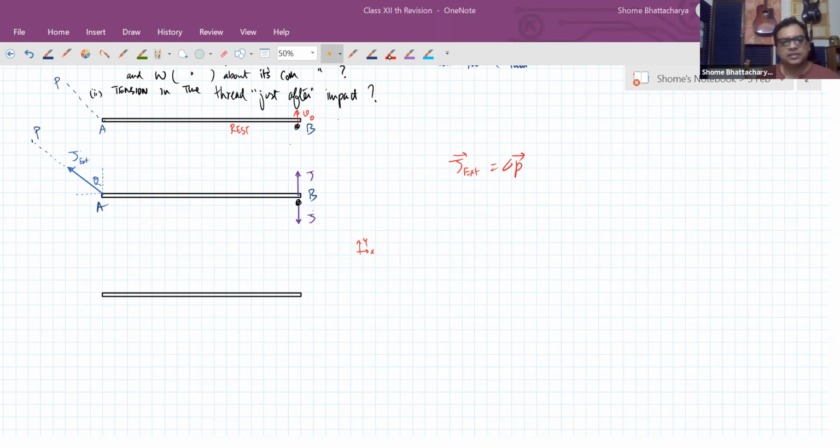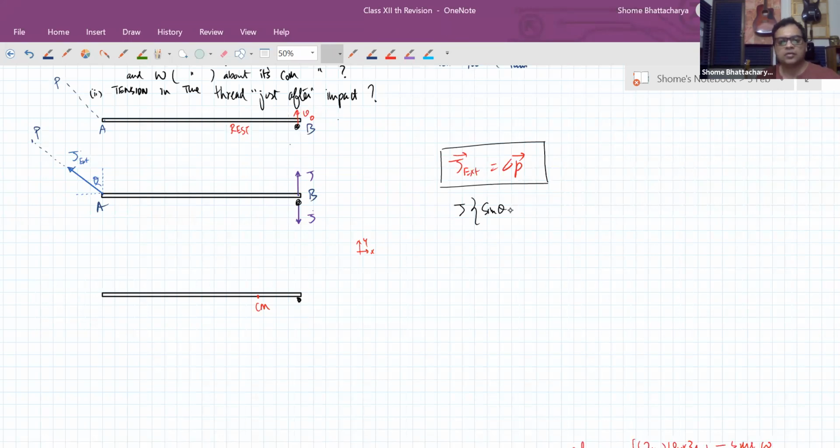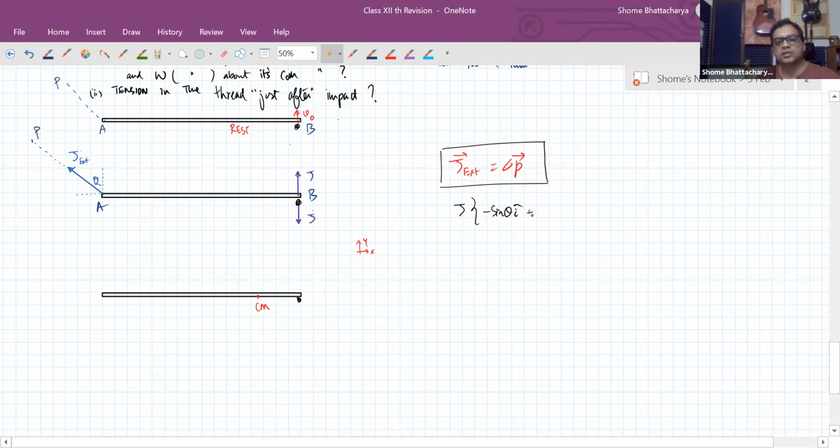Yeah, so what is happening here now, as Somadeep has very correctly pointed out, is that the system does have initial momentum. So this equation will have to be applied. So our J external is like this. It is some J into minus sine theta I cap plus cos theta j cap. Okay.